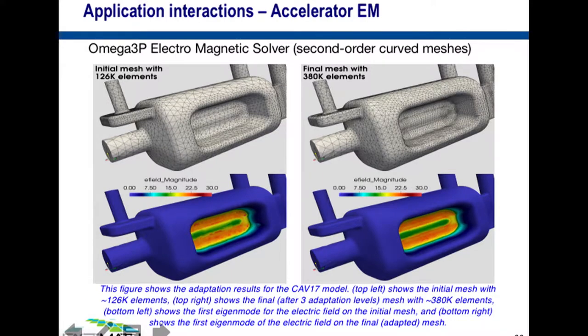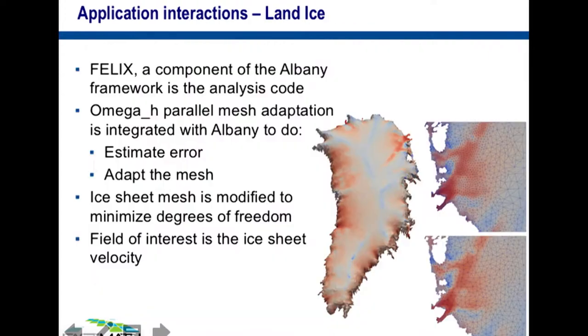So this is just an example of an application of electromagnetics using these adaptive meshes on second-order curved elements. This is an Albany application using the adaptive methods for ice sheet modeling.